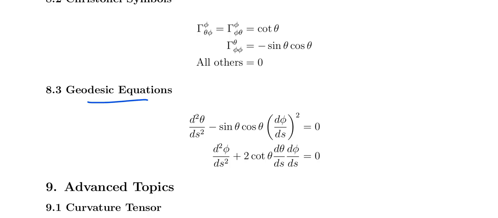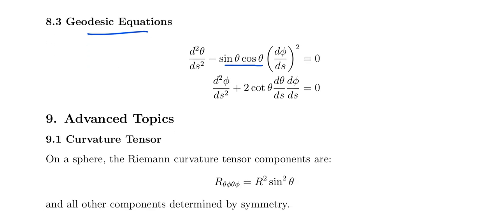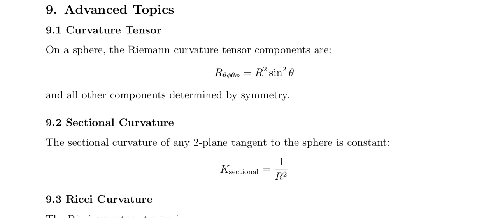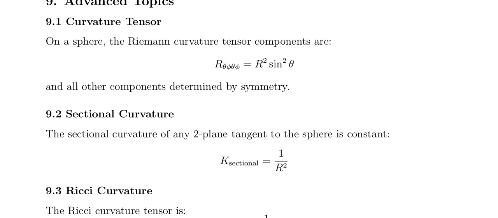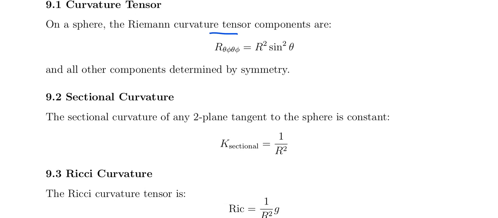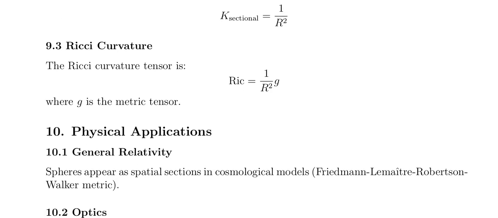And the geodesic equation for this: d square theta by ds square minus sin theta cos theta times d phi by ds whole square equals 0. From this we get d square phi by ds square plus 2 cot theta d theta by ds d phi by ds equals 0. This is called the geodesic equation. We will see it once again in detail. So this is called the curvature tensor. On the sphere, the Riemann curvature tensor R theta phi theta phi equals r square sin square theta. This is called the sectional curvature, Ricci curvature.